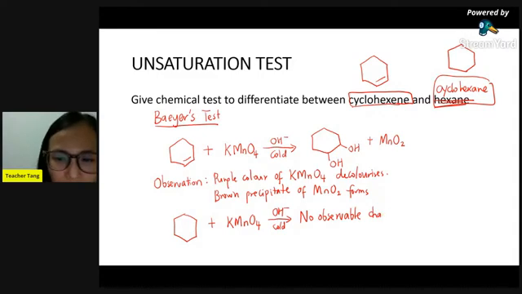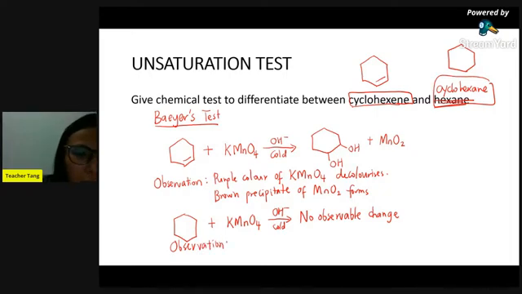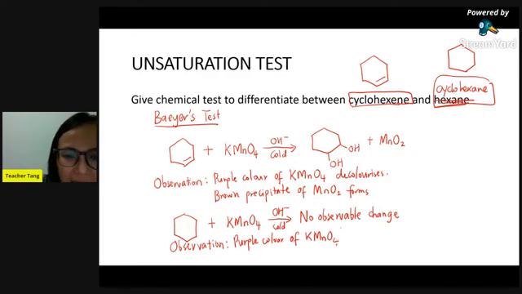If no observable change, it means that the KMnO4 cannot react with the cyclohexane, so it will still be purple color. So the observation is the purple color of KMnO4 remains unchanged.